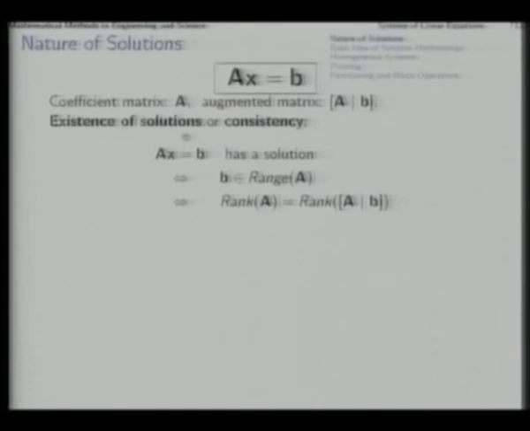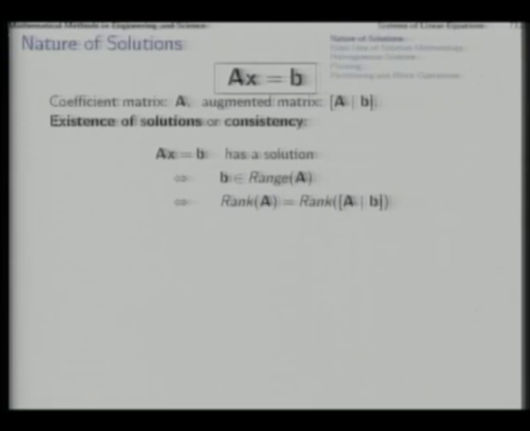Now, when we try to answer this first question, that is whether this system is consistent or whether a solution exists, we have the following important theoretical result: Ax = b has a solution. This statement is equivalent to the second statement, which is that b is in the range of A, and that is again equivalent to the third one, which is that the rank of A is the same as the rank of the augmented matrix.